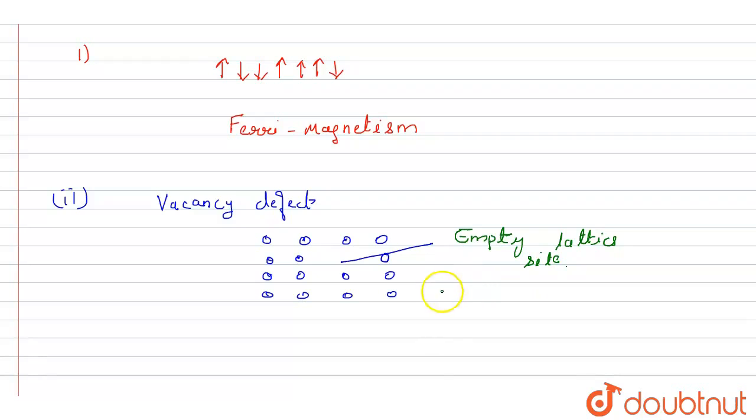Because of this, like other point defects, vacancy is also a zero-dimensional defect. And the vacancy defect puts the neighboring atoms under tension. Due to the reduction in the number of atoms in the crystalline solid, the vacancy defect results in the reduction of density.